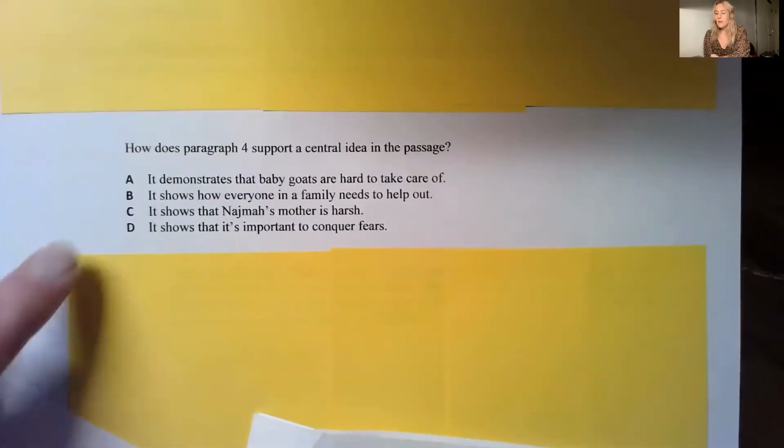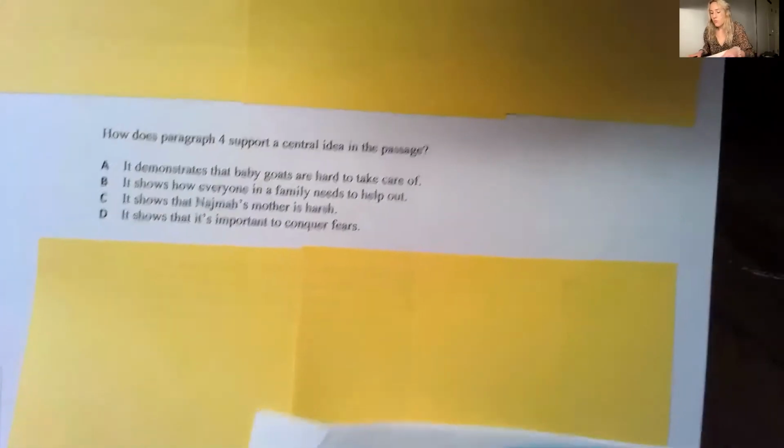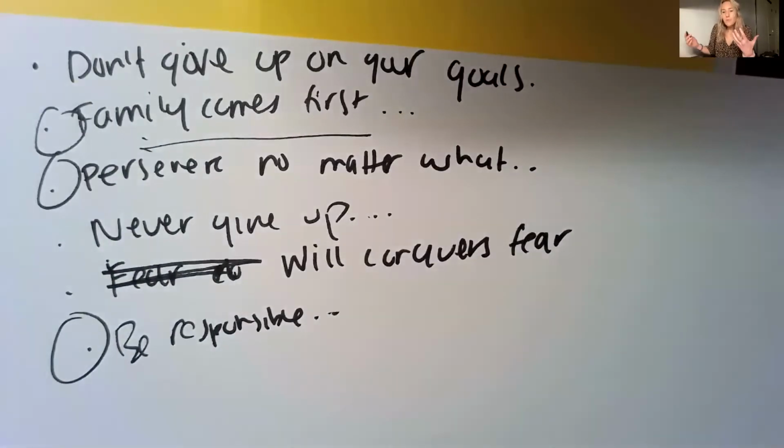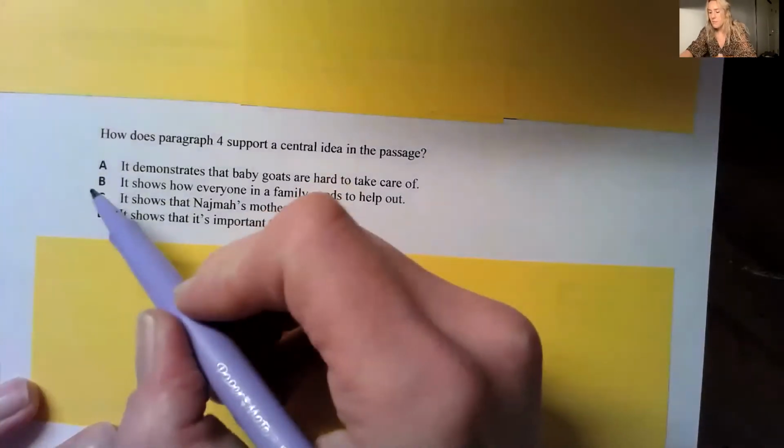But let's keep going. B, it shows how everyone in a family needs to help out. That kind of matches some of the ideas I had, like family comes first, be responsible, because in the story, a lot of the big ideas, the ones that I was thinking of before especially, are about how you have to do things, but the family can be a driving force. Like I remember later in the story, Najma has to overcome her fear, but it's not necessarily because she just wants to overcome a fear, but because she wants to help her family. So I think that B could be a possible answer. Let's see what else there is. So now I'm thinking it might be B, maybe.